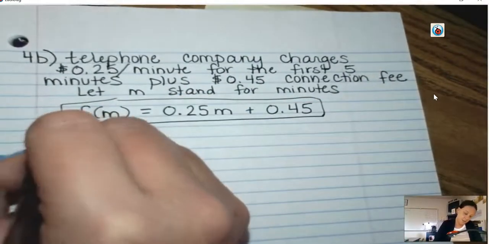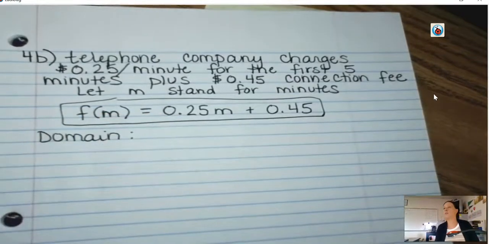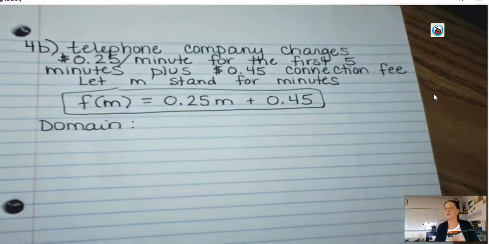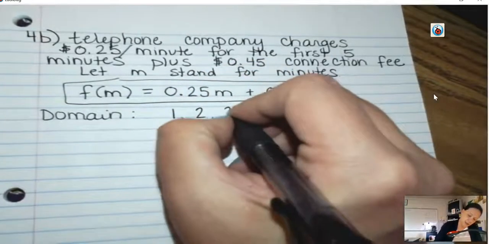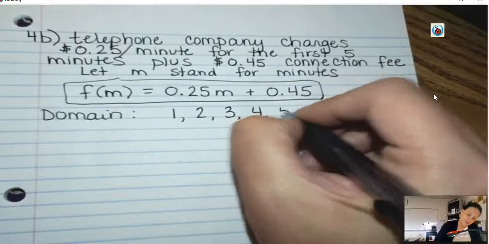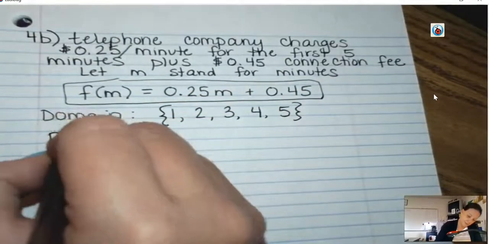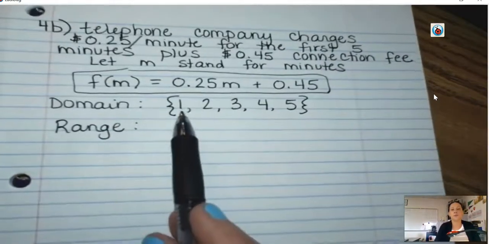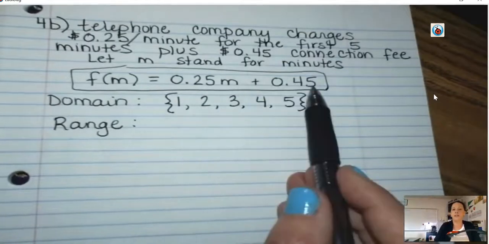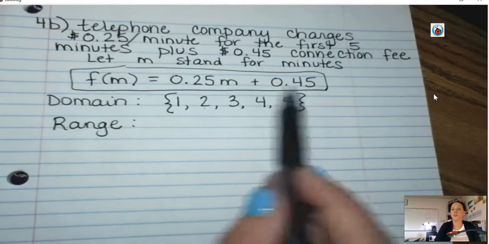Then we need to do the domain. Okay, we're not going to include 0 because you don't get charged. If you're on the phone for 0 minutes, that just doesn't make sense. You're not going to get charged for it. So your domain is going to be 1 minute, 2 minutes, 3 minutes, 4 minutes, and 5 minutes for this. Then your range, we're going to plug in 1 into this equation and solve it. Plug 2 into this equation and solve it.